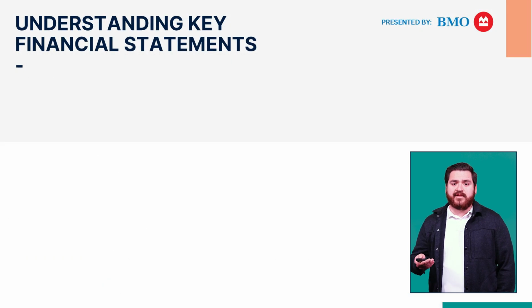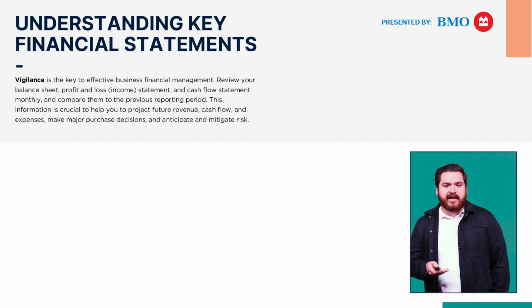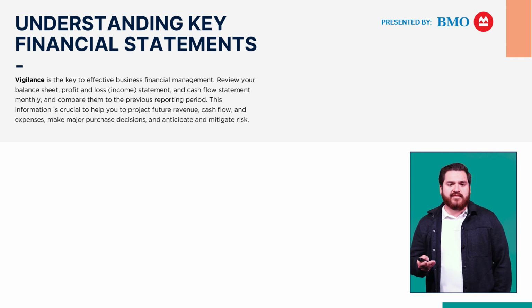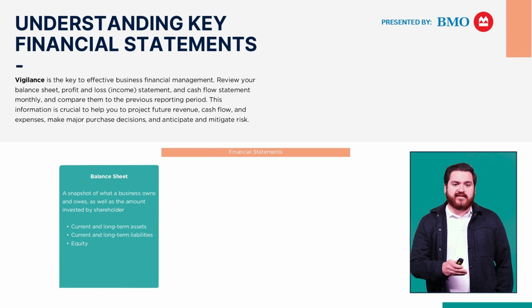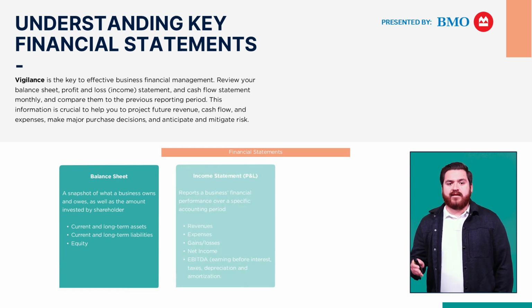Understanding key financial statements. Earlier I mentioned that updating and reviewing your business financial statements is an important way to understand your financial position. Let's talk more about the 3 important financial statements for any business. The first one is called the balance sheet. This document is a snapshot in time of what a business owns and owes, as well as the amount invested by shareholders. The report is split into 3 main sections, which are assets, liabilities, and equity.